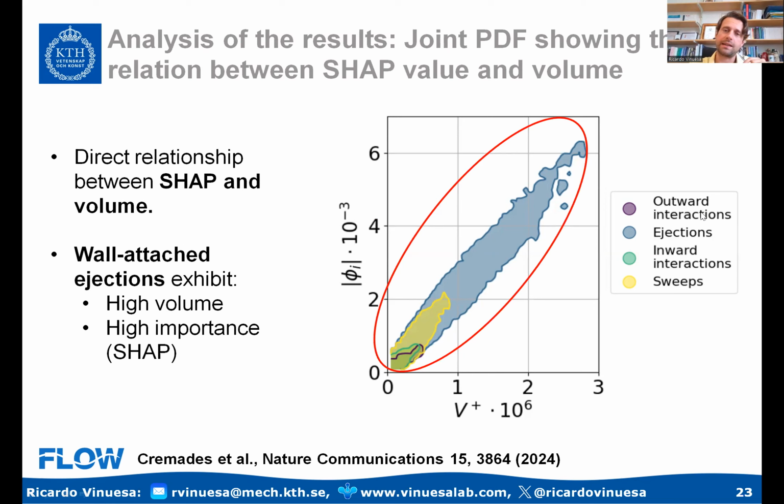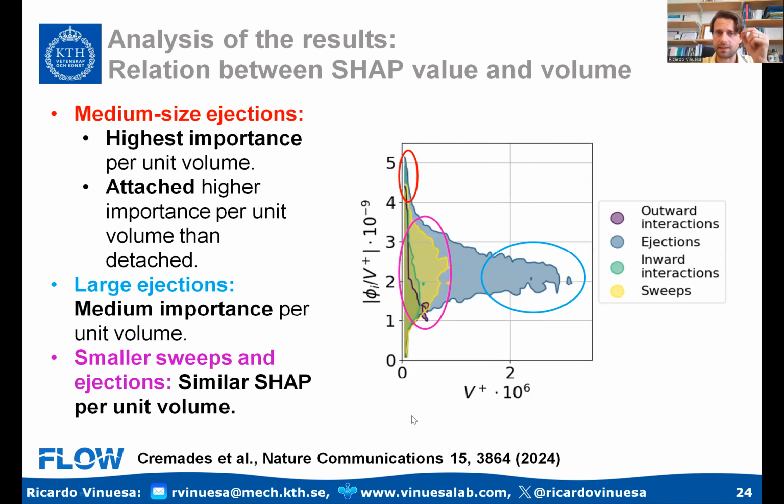What happens if I scale this per unit volume, right? So now in the vertical axis, I'm showing you the importance per unit volume, and in the horizontal axis, the volume of the extractors. And now that correlation is gone. So the largest things, which are in this blue balloon, are not the most important anymore. The most important things are in that red area over here, which are essentially medium-sized ejections. So the classical intuition is maybe not fully correct when we look at things per unit volume.